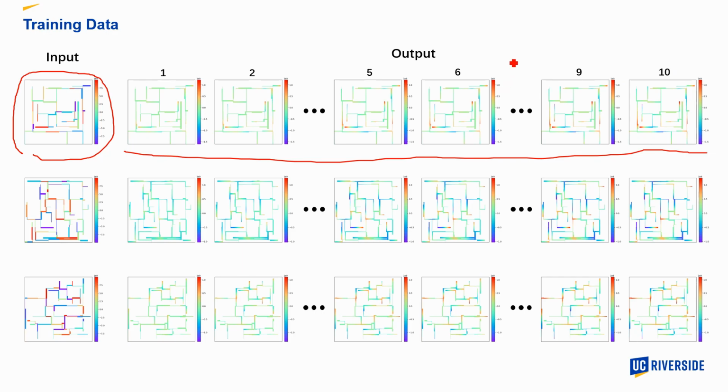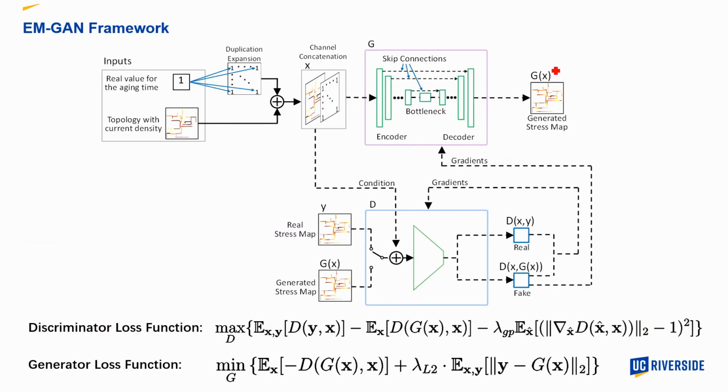This is the framework of our proposed EM-GAN model. The generator takes the topology image as input, but as I mentioned in previous slides, each input topology has 10 stress results. To solve this problem, we add an additional aging time input to indicate which year of the stress result is expected to be produced. This time input is then duplicated and expanded into a matrix, which has the same size as the topology image, and then both of these inputs are combined into a two-channel image.